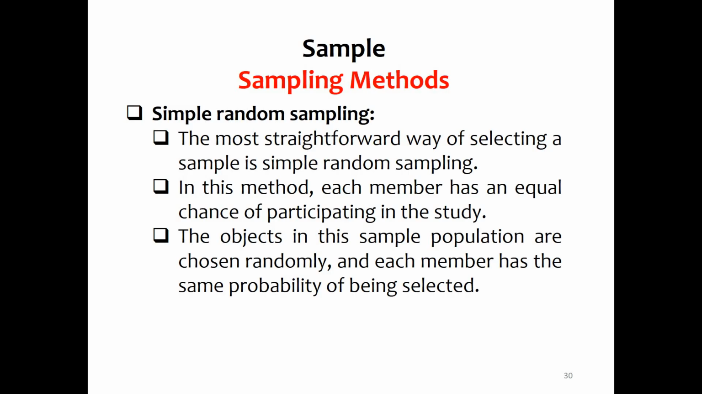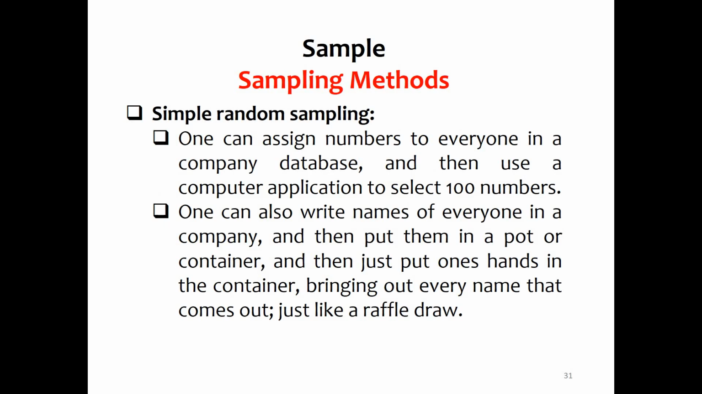Simple random sampling is one popular method under the probability sampling method. In this method, each element has an equal chance to be a part of the sample. Therefore, selecting the elements depends on a random method. Assume there are 500 employees in a company and you want to select 100 among them as a sample. You could use a computer application to select the sample. In another way, you can write the names of employees on cards and put all the name cards into a pot or a container. Then, put your hand into the container and select one employee. In this way, you can select 100 employees. This method is like a raffle draw.